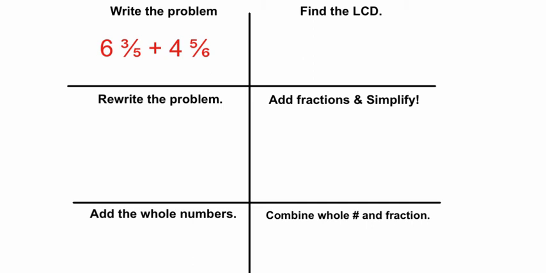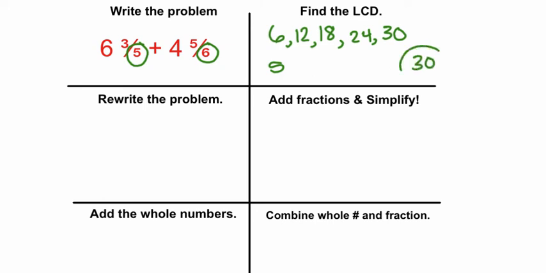Last example today. The problem is 6 and 3/5 plus 4 and 5/6. We do not have common denominators, so we're going to have to go find the LCD. I'm going to count by 6s, 6, 12, 18, 24. 5 can't go into any of those, but now when I get to 30, I know that 5 can go under 30. So 30 is our LCD.